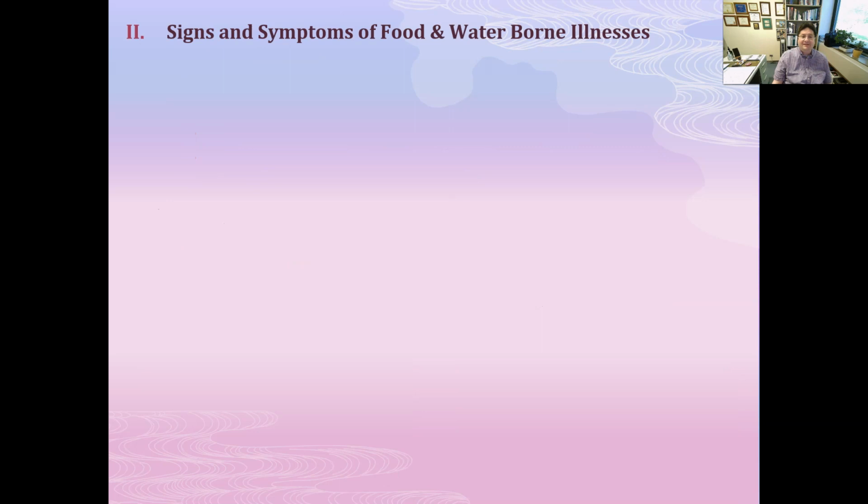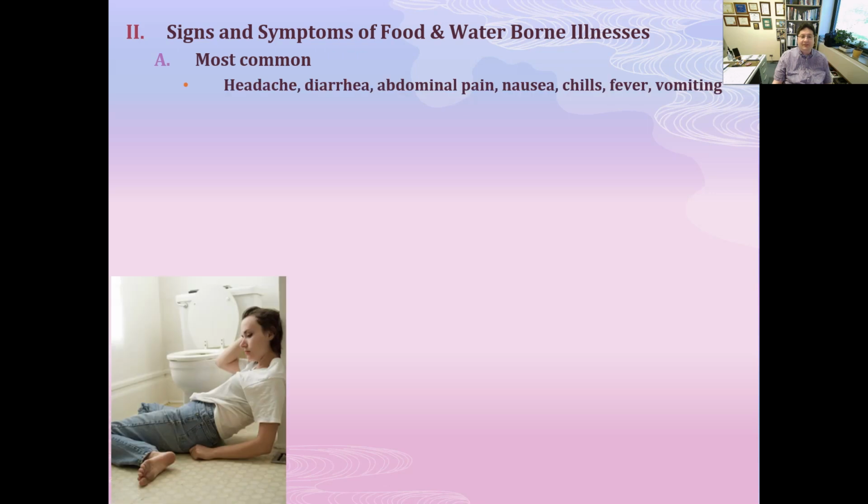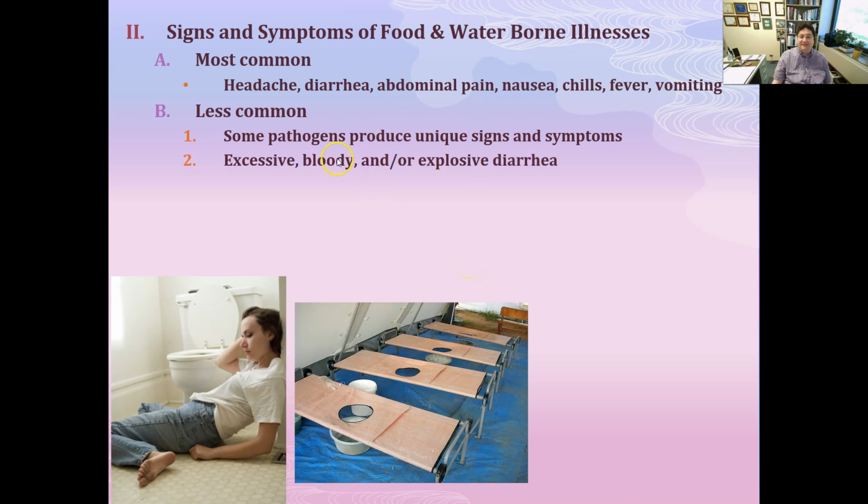All right, what about signs and symptoms of food and waterborne illnesses? The most common signs and symptoms are the following. So you have headache, diarrhea, abdominal pain, nausea, fever, chills, vomiting. All right, she doesn't look happy over here. Okay. Less common is going to be more specific to the microbe causing the disease. So some pathogens produce very unique signs and symptoms like excessive, bloody, and/or explosive diarrhea, none of which you want, particularly pleasant. Even kidney damage, neurological issues, and death.